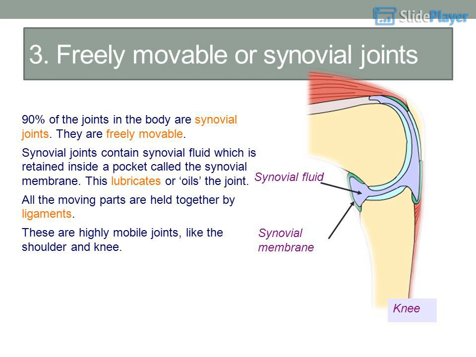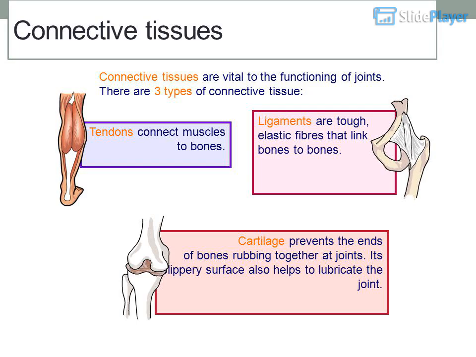Synovial fluid. Synovial joints offer a wide range of sporting movement. Synovial membrane. Knee. Connective tissues. Connective tissues are vital to the functioning of joints. There are three types of connective tissue. Ligaments are tough, elastic fibers that link bones to bones. Tendons connect muscles to bones.